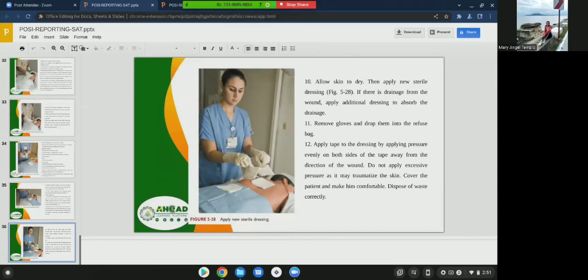Apply tape up to the dressing by applying pressure evenly on both sides of the tape away from the direction of the wound. Do not apply excessive pressure as it may traumatize the skin. Cover the patient and make him comfortable. Dispose of waste correctly.